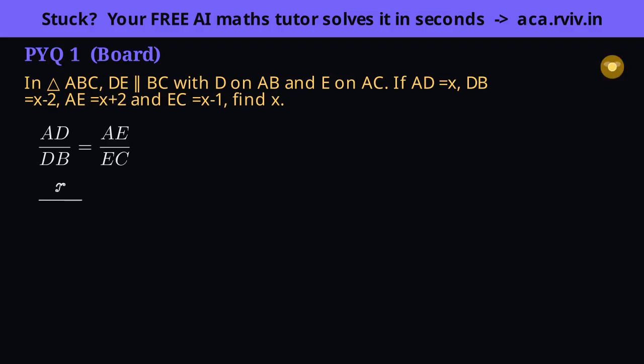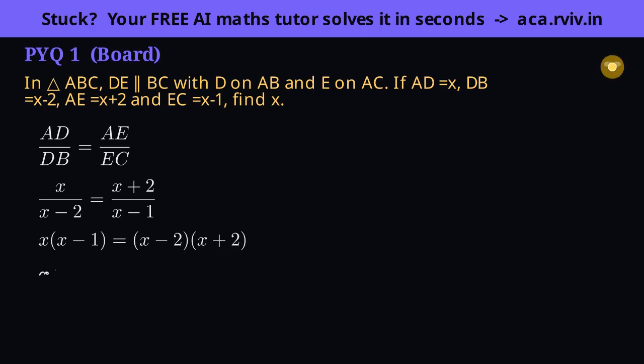Substitute the four expressions in place of the lengths. AD is x, DB is x minus 2, AE is x plus 2, EC is x minus 1. So x over x minus 2 equals x plus 2 over x minus 1. To clear the two fractions, cross-multiply each numerator times the other side's denominator. That gives x times x minus 1 equals x minus 2 times x plus 2.